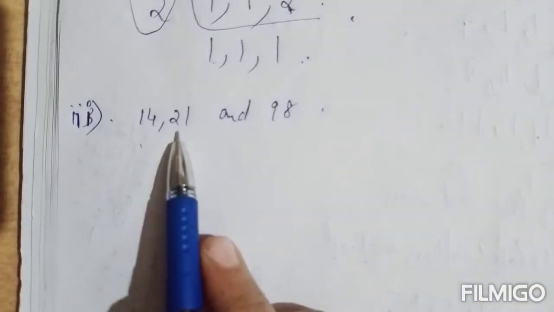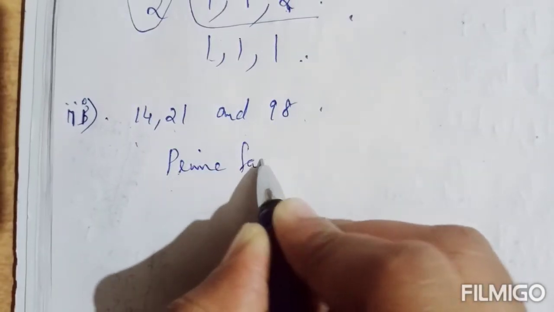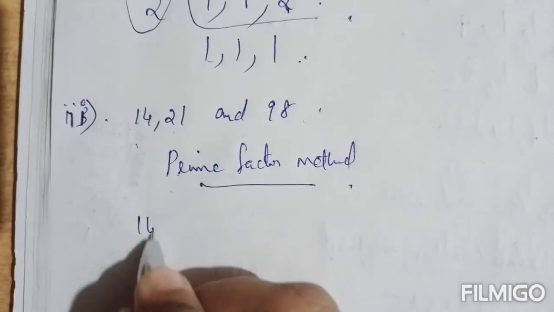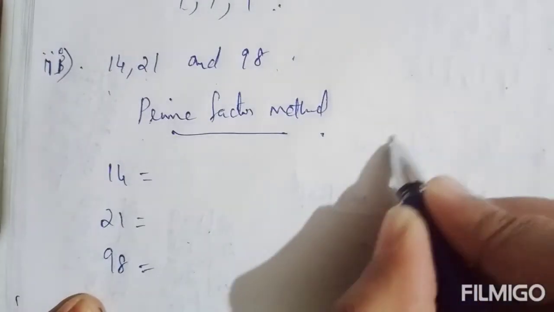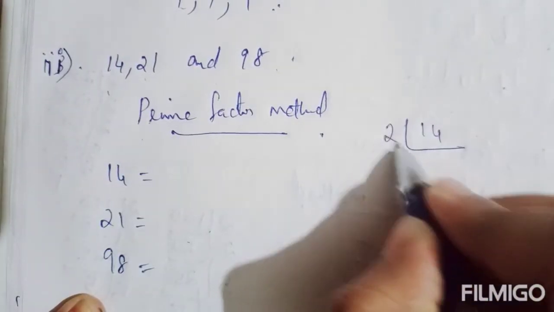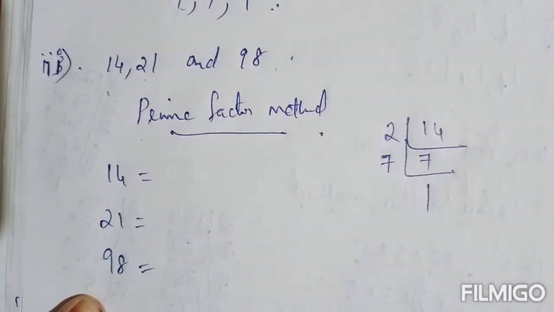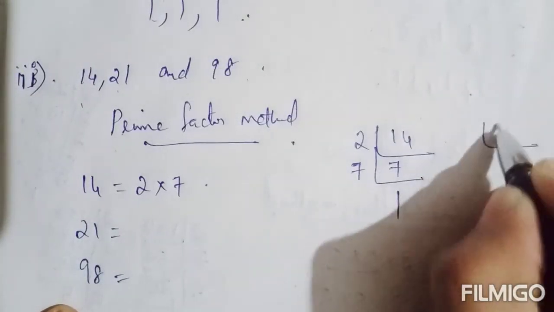Third one, 14, 21 and 98. So first let us use prime factor method. In prime factor method we will do the prime factorization of the given numbers. Doing the prime factorization of 14. 14 you can divide by 2, 7. 7 you can divide by 7, 1. So 2 into 7.